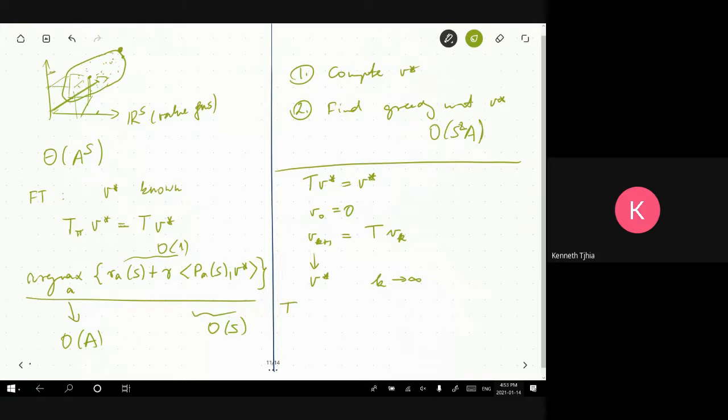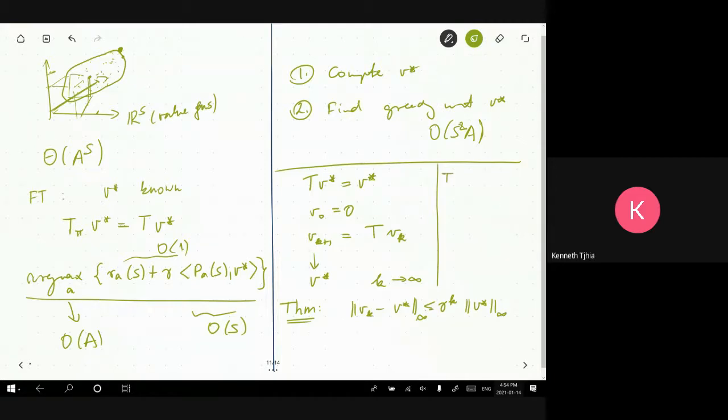So you can prove that the norm of V_k minus V star is smaller than or equal to gamma to the power of k. Sorry, here I have to use a specific norm. That's the max norm. And the V star, because we initialized it at 0. The reason this holds is because T is a contraction operator.